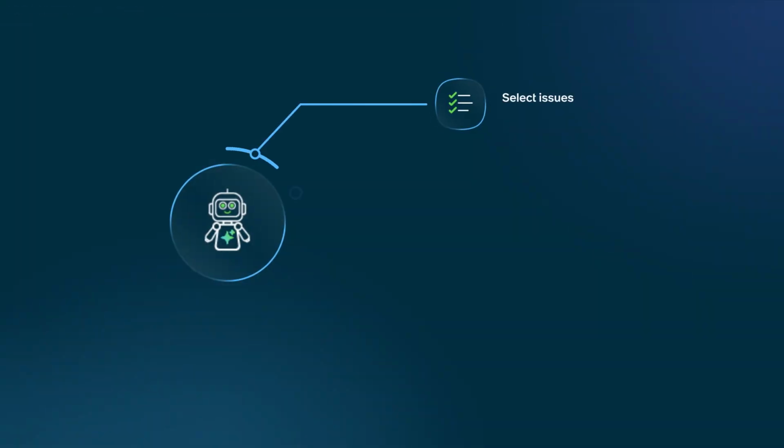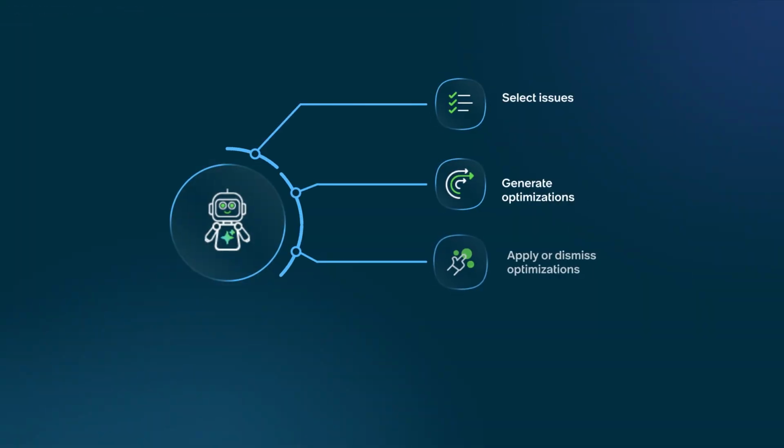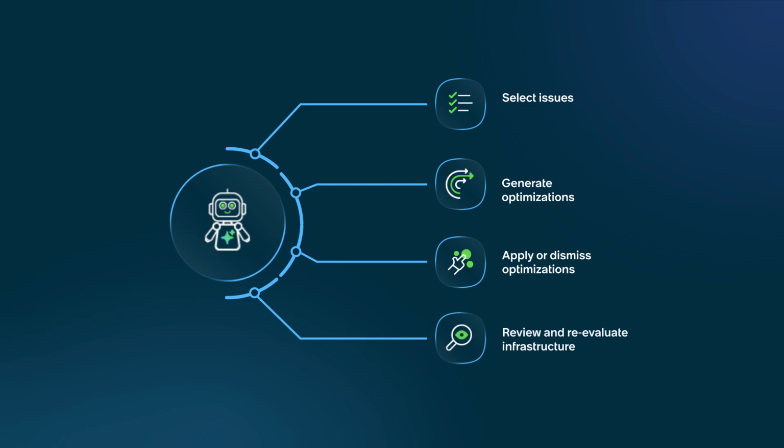By selecting issues, generating optimizations, applying them, and then reviewing and reevaluating, we get closer to production ready with each evaluation cycle.